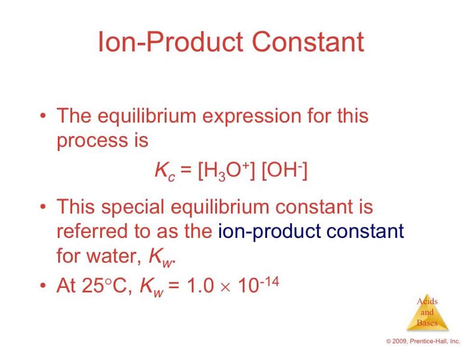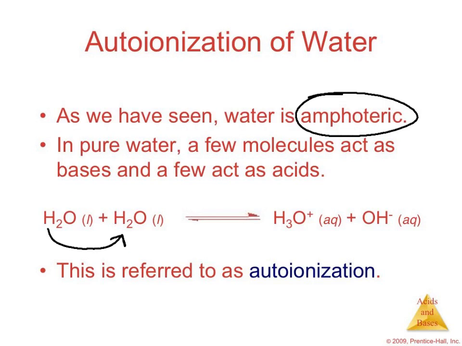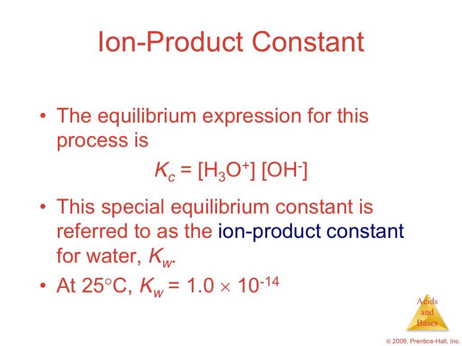If you write the equilibrium expression for this process, both the H2Os on the left side are liquids, so we don't include them in the equilibrium expression. You just have the two aqueous concentrations on the right side. So you write it as Kc equals the concentration of H3O plus times the concentration of OH minus. This is a very special equilibrium constant. It's referred to as the ion product constant for water, or Kw. So this is an equilibrium constant, but it's a special one.